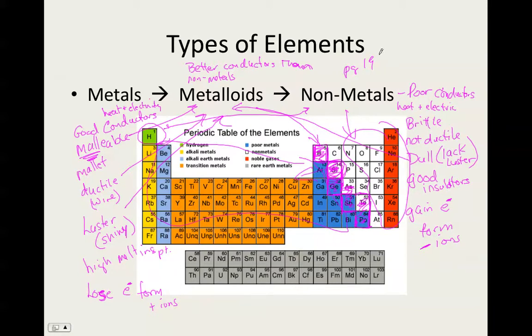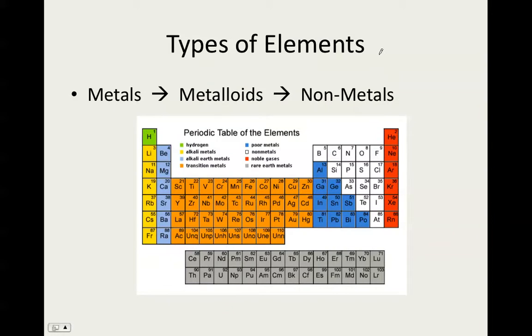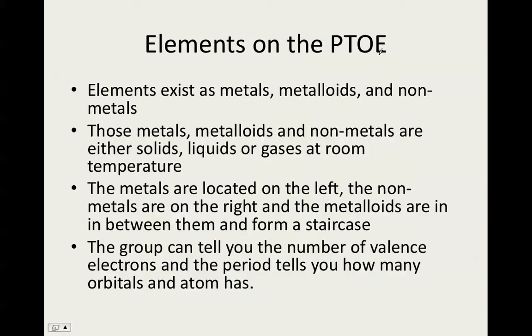Okay, and we're just going to go back and remind ourselves of some things, that elements exist as metals, metalloids, and nonmetals. All right, most of the elements on the periodic table are metals.